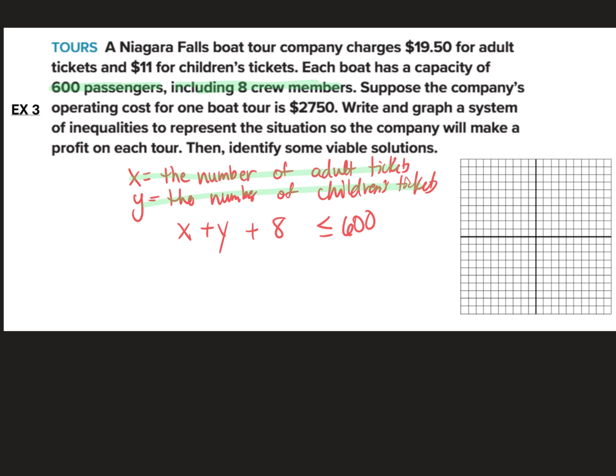Also, we have to make sure, and I should have used a different table here, but we have to make sure that the number of adult tickets is greater than or equal to 0. And I don't know why I chose an A, it's an X. Sorry about that.